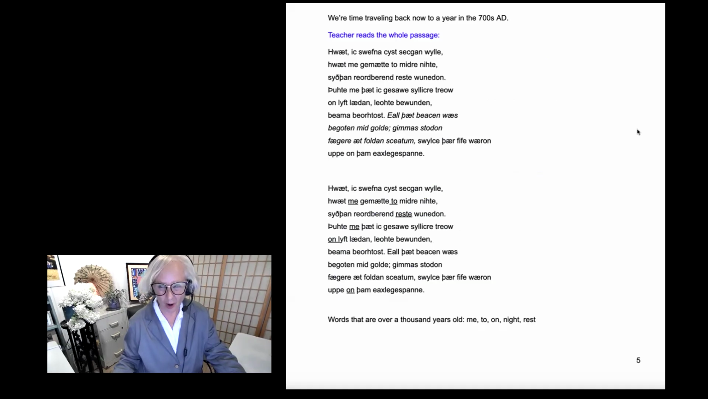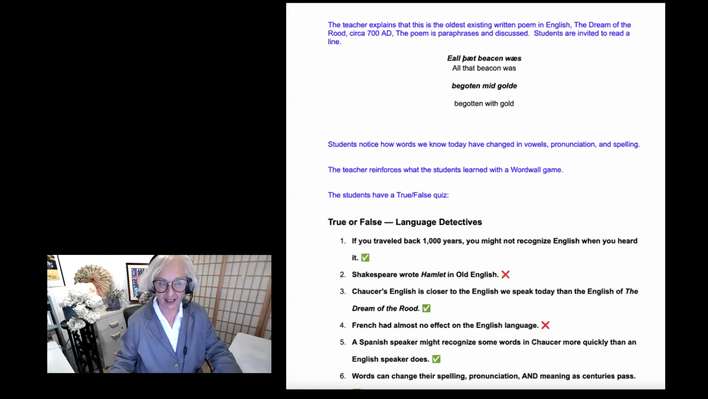So a passage from Old English is always very terrifying to students because we can't read it at all. But once we start looking carefully at the poem, we start to recognize words that we still use today. And in this passage, the students will underline those words, and they know the words me, too, on, night, and rest. But there's an interesting phenomenon going on when we slow down, get over our nervousness, and take a poem line by line.